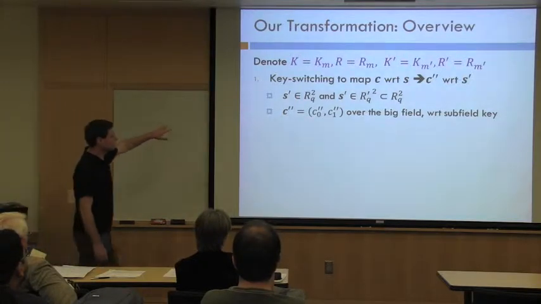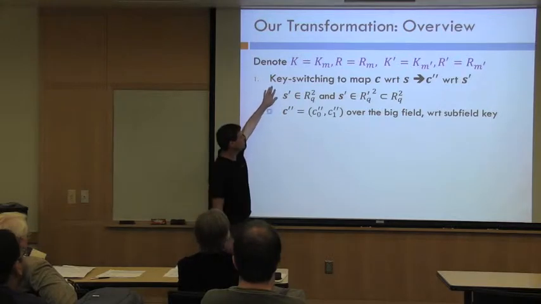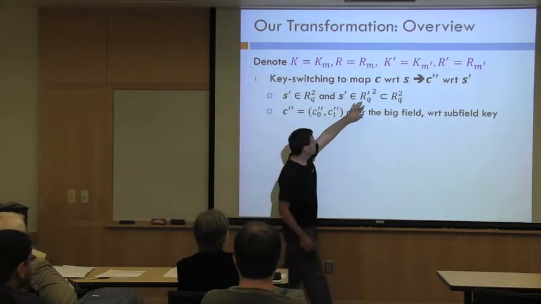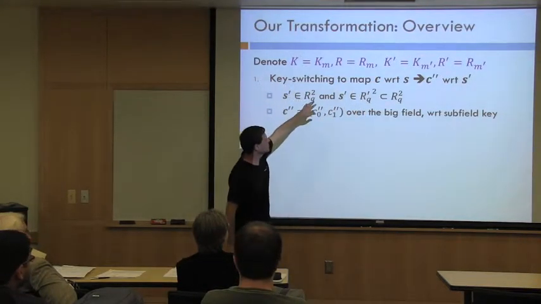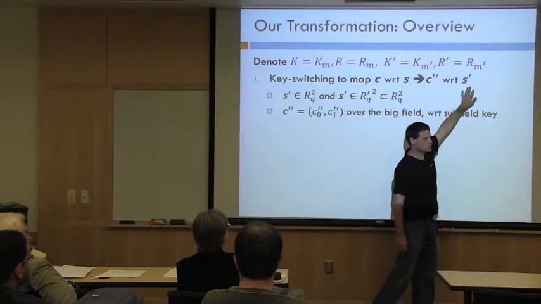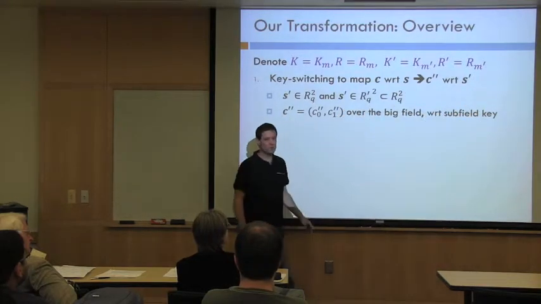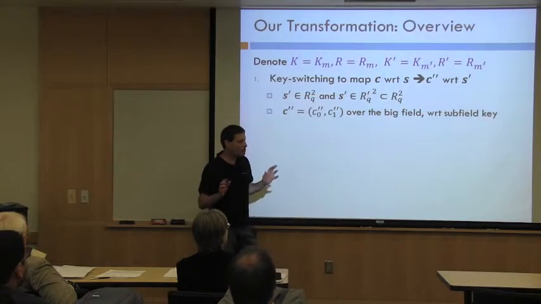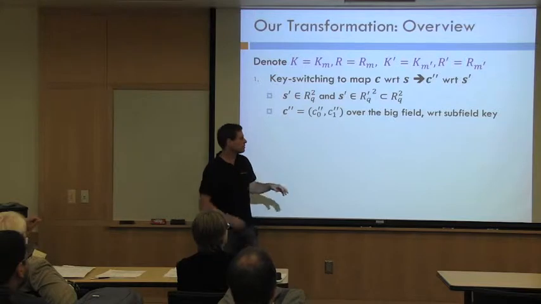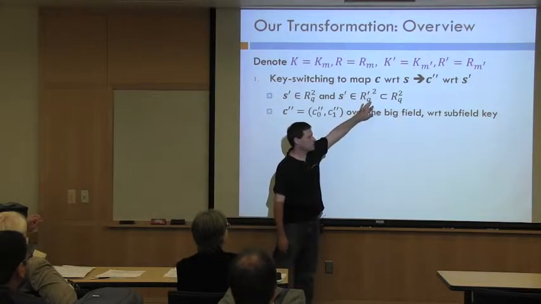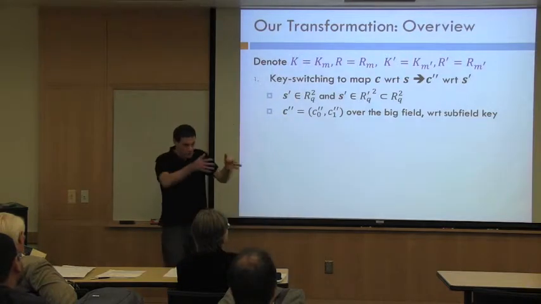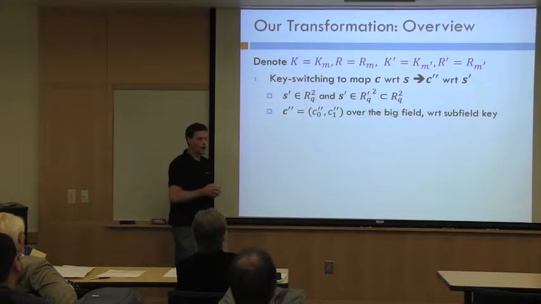The first part of the transformation happens in key generation. In key generation, you publish a key switching matrix from S to S prime, where S and S prime both live in the big ring. However, S prime happens to live in the subring, right? R prime is a subring of R. So you still choose it from the big ring, but you choose it from the subring, really.